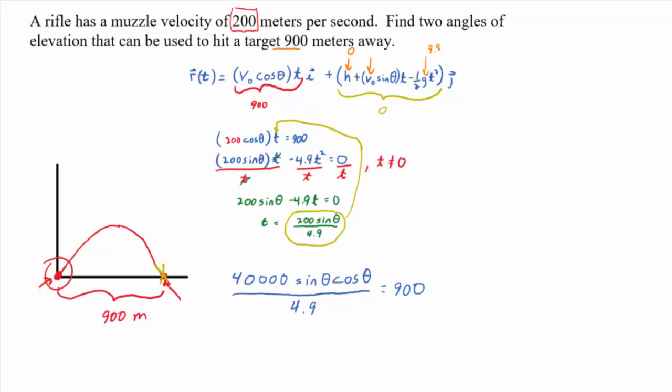Everybody agree with that? So can we multiply both sides by 4.9? Can you do that for me? What's 4.9 times 900? 4410. That sounds right. So 40,000 sine theta cosine theta equals 4,410. Everybody agree with that? So it's a trig equation.